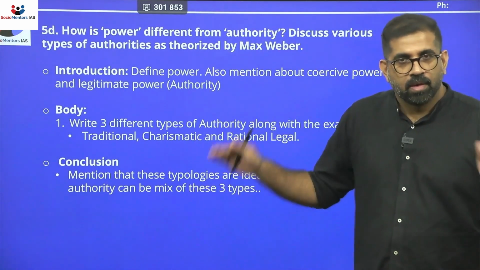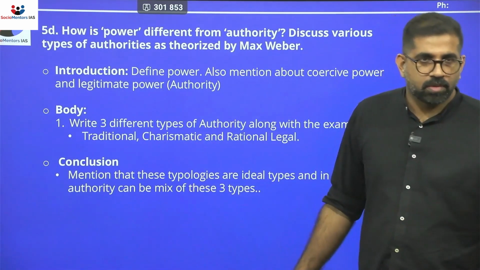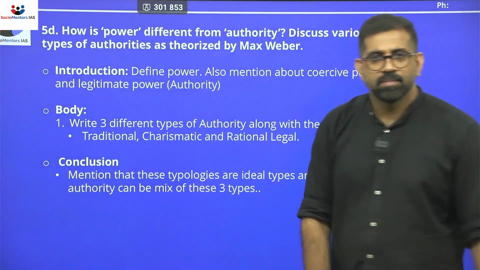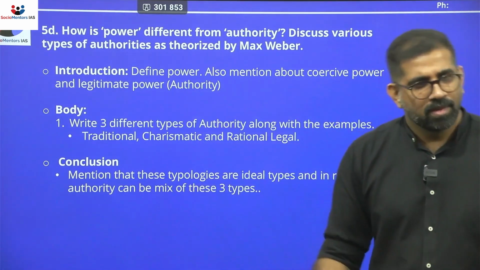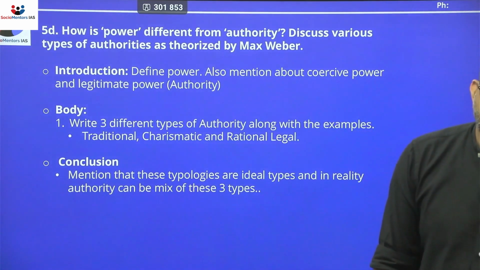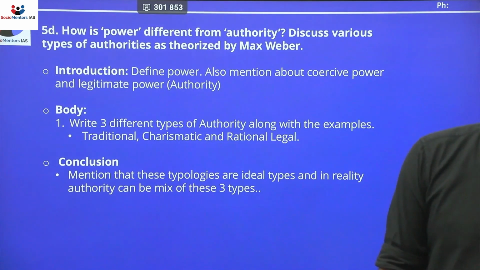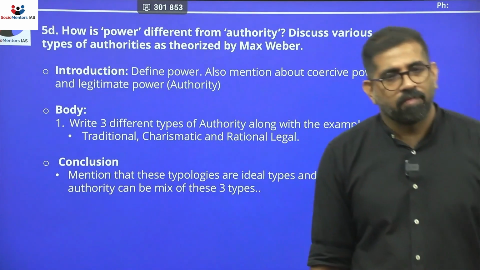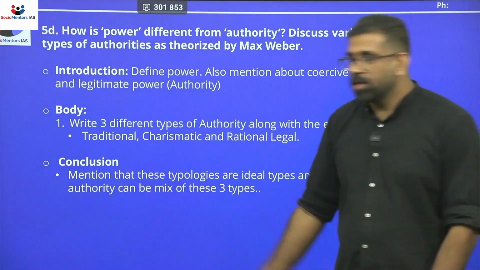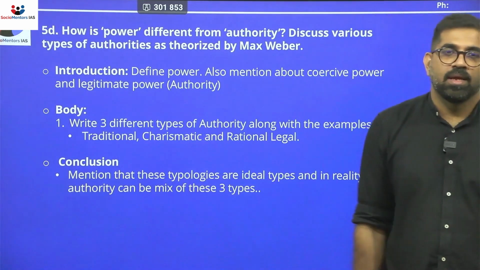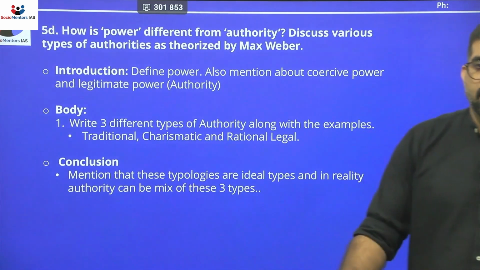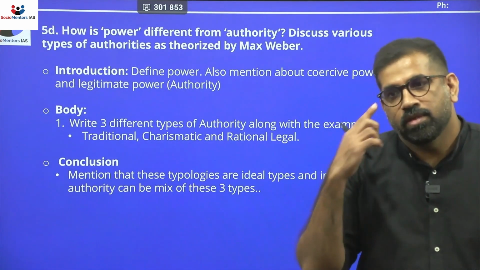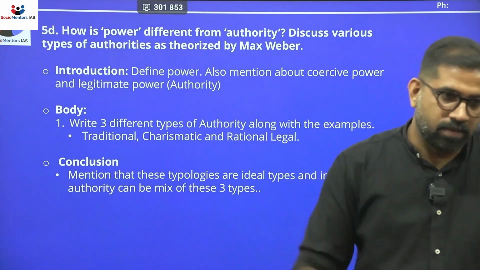So you have to explain that angle. What is power? How can power be exercised? What is coercion? What is legitimate use of power, etc. And in the body, it's simple. You have to write three types of authority. What are the three types of authority? Traditional, charismatic, and rational-legal authority. You have to give examples for each type of authority. And in conclusion, you can say that Weber has created an ideal typical classification of authority, but in reality, these authorities can be a mix of these types.